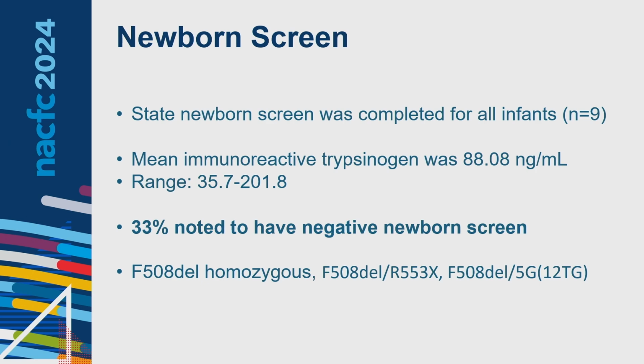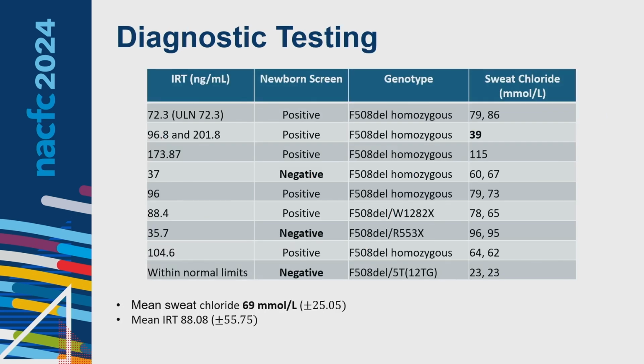There were 3 noted to have a negative newborn screen, which I think is an important consideration. And those 3 infants had the genotypes of F508del homozygous, F508del R553X, and F508del 5G12TG. What I find additionally interesting is that those 3 infants who had negative newborn screens went on to have only 2 of 3 with positive sweat tests.